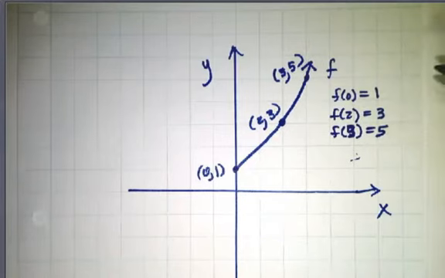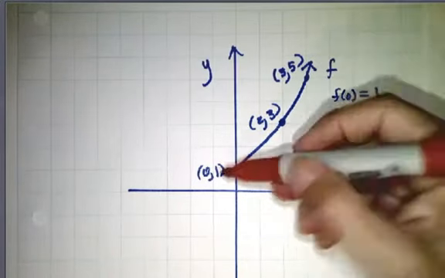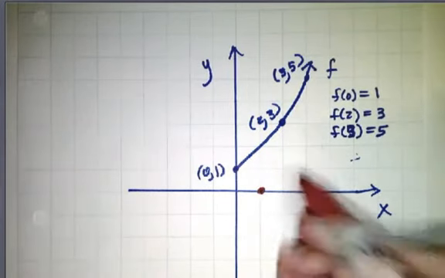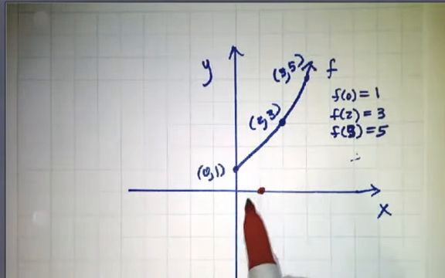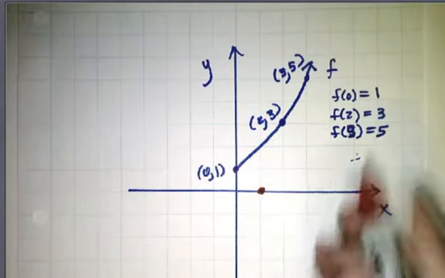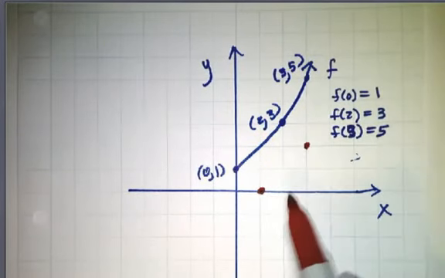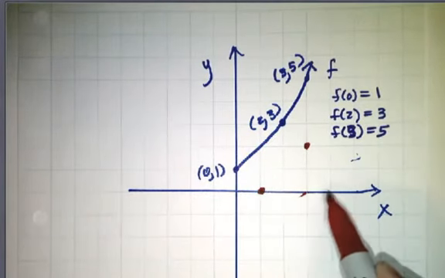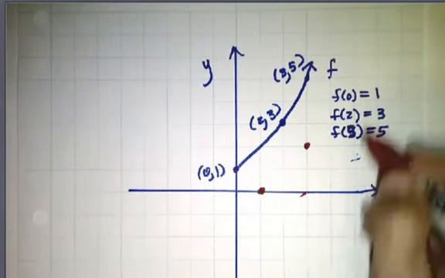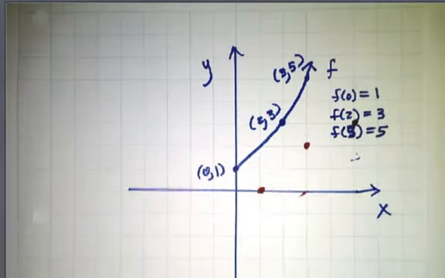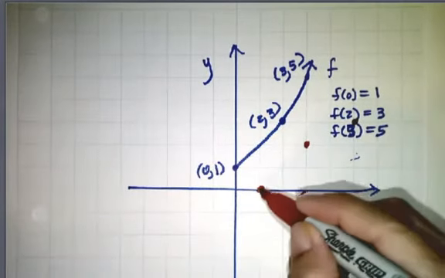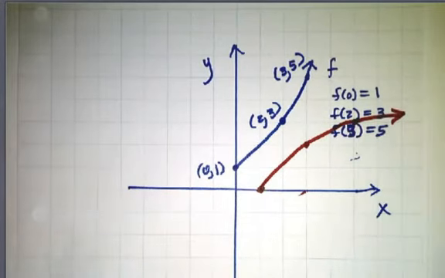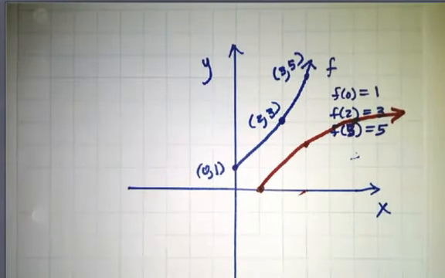So let's plot those points. Instead of the point (0, 1), we would plot the point (1, 0). Instead of the point (2, 3), we're going to plot the point (3, 2). And instead of the point (3, 5), we're going to plot the point (5, 3), which is going to lie right there in the middle of that. Now, if we connected our graph, it would look like that. And we would be correct.